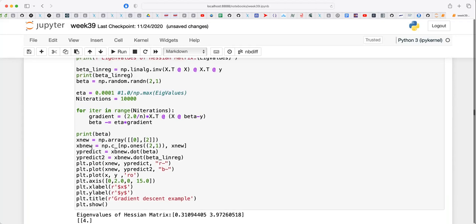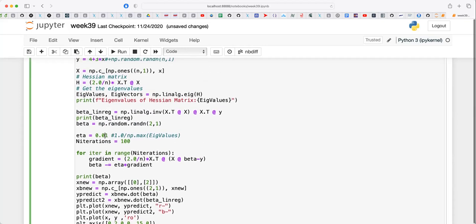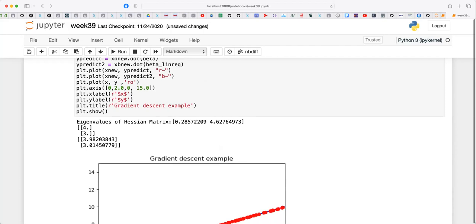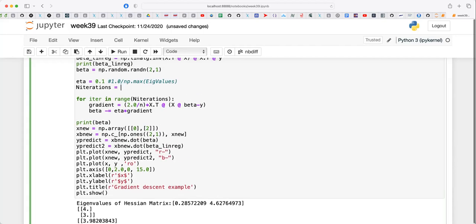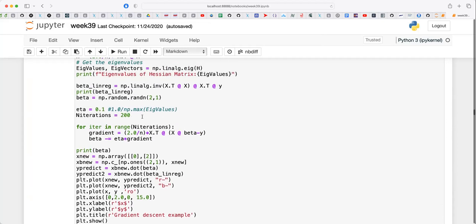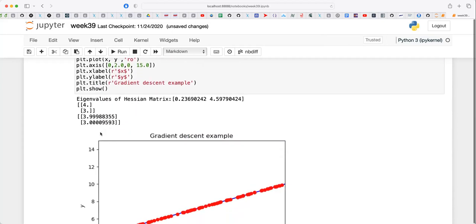If I then change this one to, let's say, 0.01, and then I do 100 iterations, let's see what happens then. We are almost getting there. So if I make a step size of 0.1 and do 100 iterations, I'm closer, but I still need some more iterations. So let's try 200. Yeah, it's getting closer to 4 and 3. So I need more actually. So if we do 400 iterations, then it's getting close to 4 and 3.